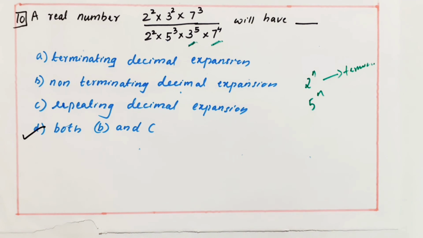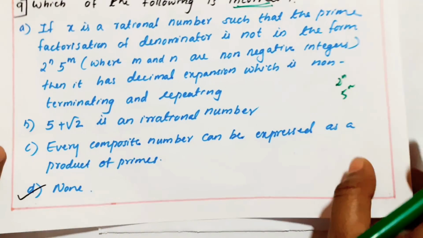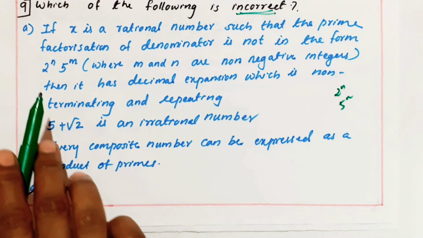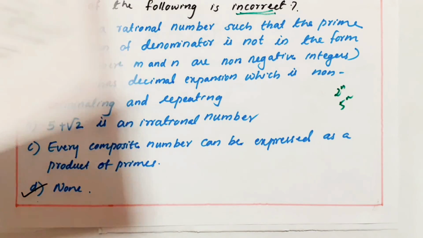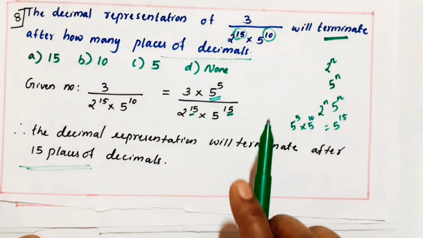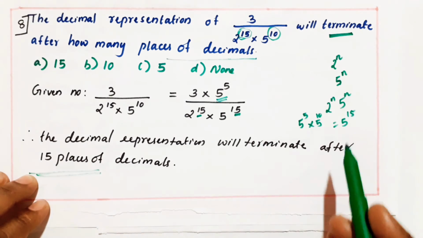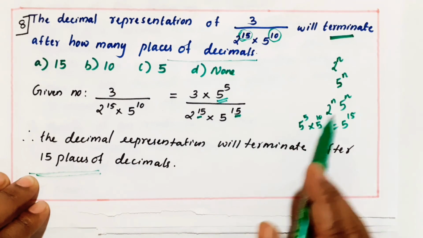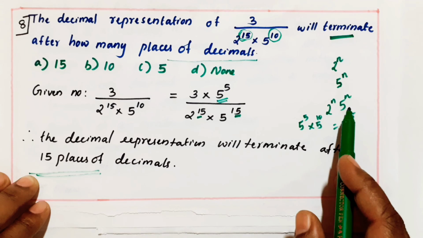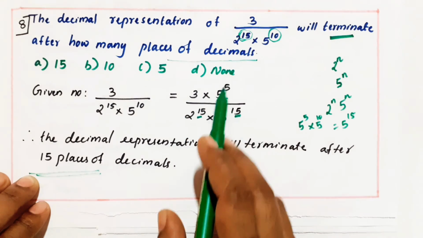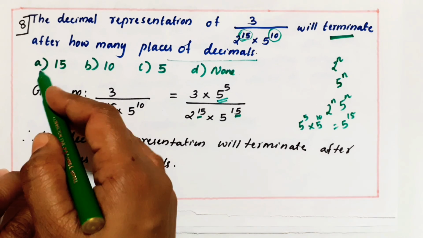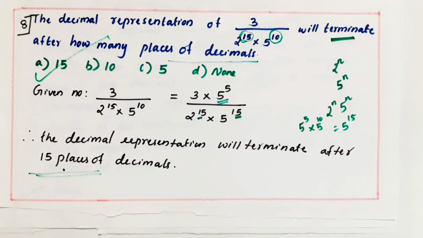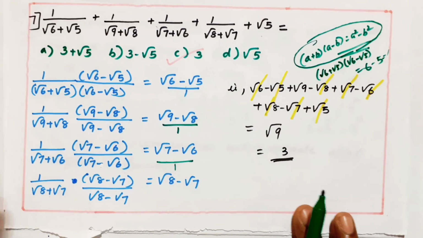So you see the question. We did this question. If it is not in the form of 2 power n and 5 power n, what will happen? It is non-terminating. And in this one, they are asking after how many decimal places it will terminate. For that you have to make the power 2 power n and 5 power n. So we need to multiply both numerator and denominator with 5 to the power of 5. It means 15 decimal places we need. And in this question, what we did is the rationalization method, how to simplify it.